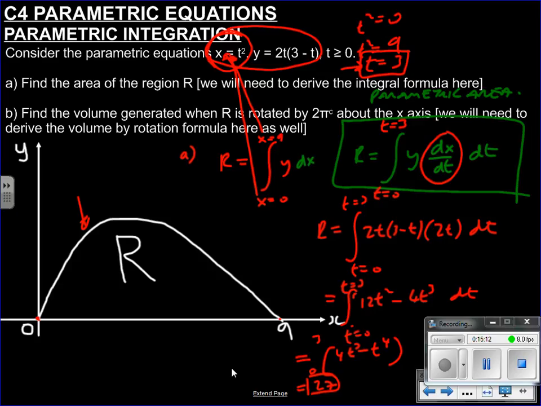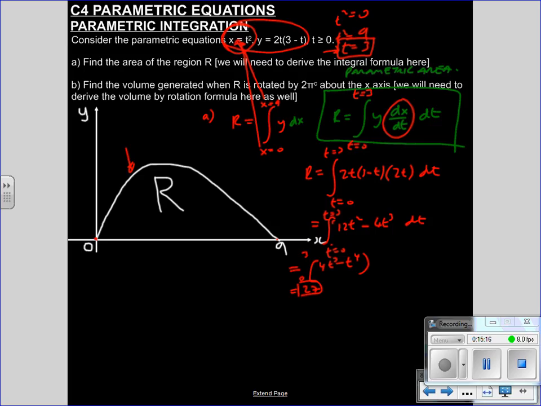Finally then, I know it's not very neat. I'm not very good at neat. Part b says find the volume generated when you rotate by 2 pi radians about the x-axis. We know what the volume equation is from class, don't we? The volume equation is pi y squared dx.